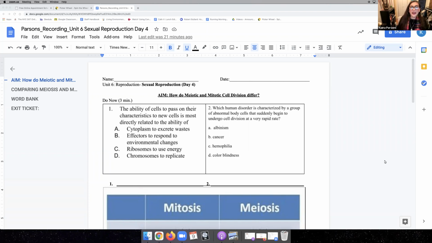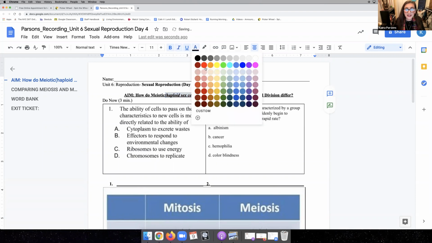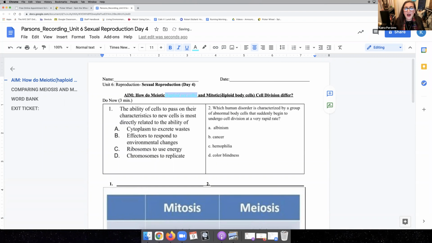And today we're going to be comparing asexual reproduction and sexual reproduction. So, how do meiotic, which results in haploid sex cells, and mitotic, which results in diploid body cells, differ? They're two different types of cell division, but we'll see in the diagram just below how they differ.